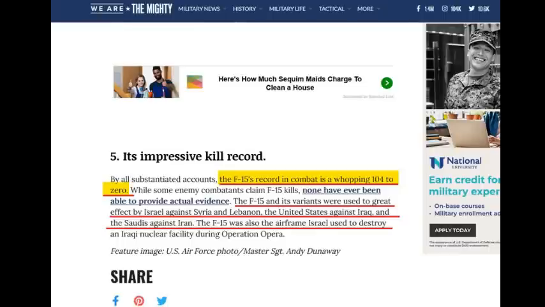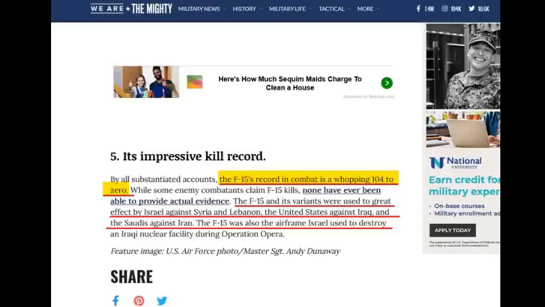And they say the F-15 and its variants were used to great effect by Israel against Syria and Lebanon, the United States against Iraq, and the Saudis against Iran. The F-15 was also the airframe Israel used to destroy an Iraqi nuclear facility during Operation Opera. This is the fundamental reason why they say it's the best fighter and extremely effective. Well, as you can see yourself, these are issues of the framework. And how do you count your effectiveness?